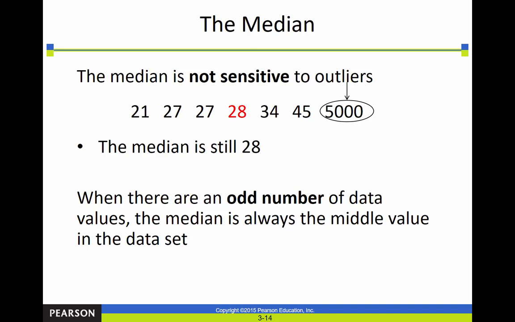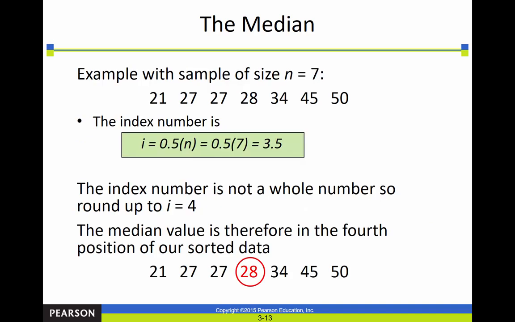That's easy. When there's an odd number of items in the data set, the median is always the middle value of the data set. When there's an even number, we're going to have a decimal like we did on this one, 3.5, so we round up to the next higher index point.